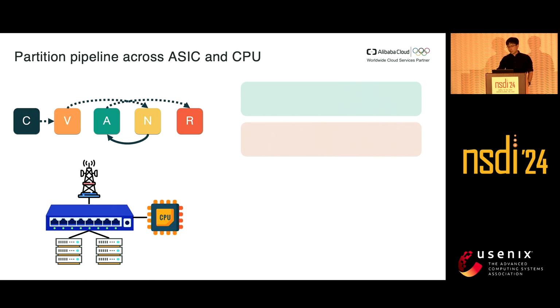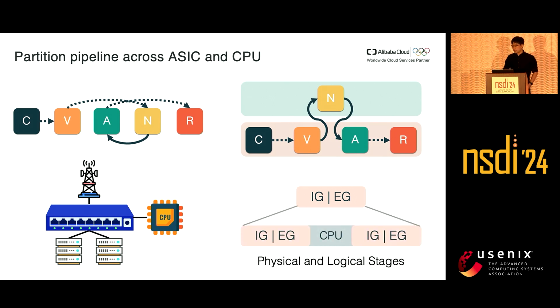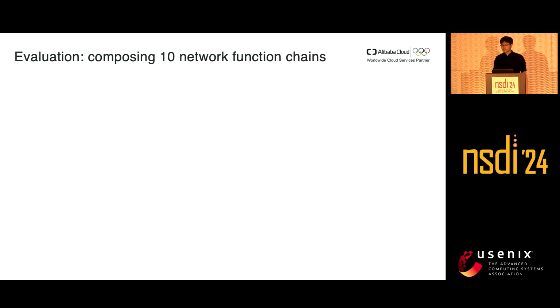A better solution would be to put the NAT function in the CPU. Then the recirculation going from NAT to the ACL is naturally achieved by sending traffic from the CPU to the ASIC. We also solved another problem in the partitioning stage, which is that we have to encode recirculation into the resource constraint. We solve it by mapping a physical stage to logical stages. Again, due to time limitation, I'm not going to introduce it here, but please refer to our paper for detail.